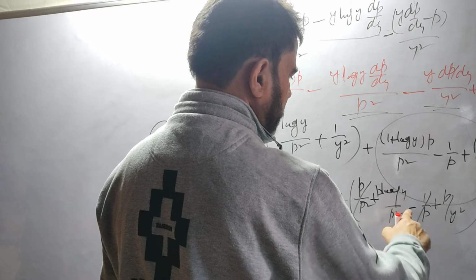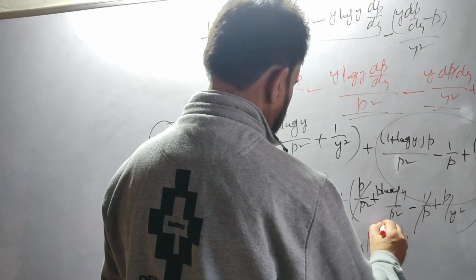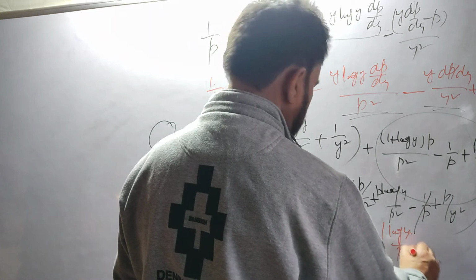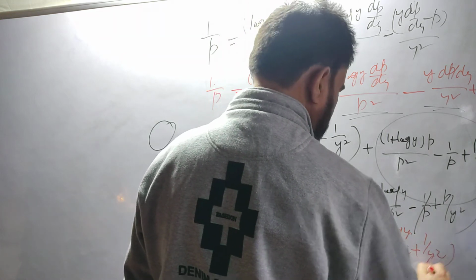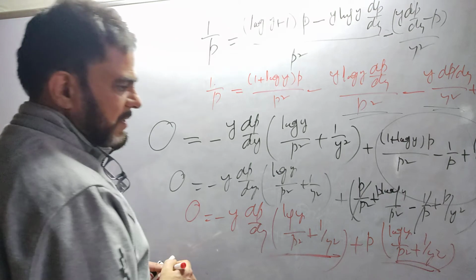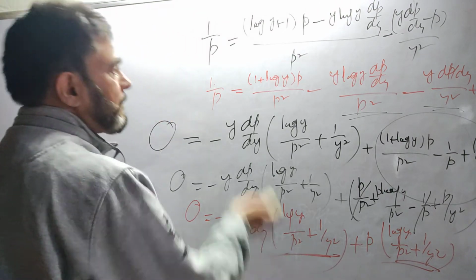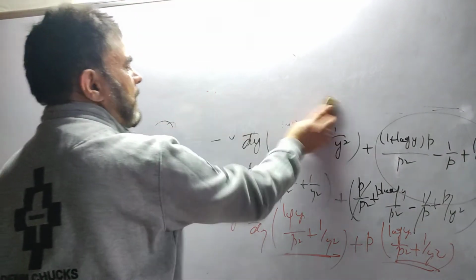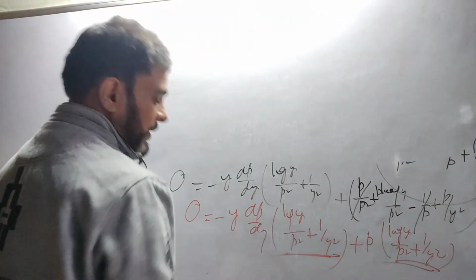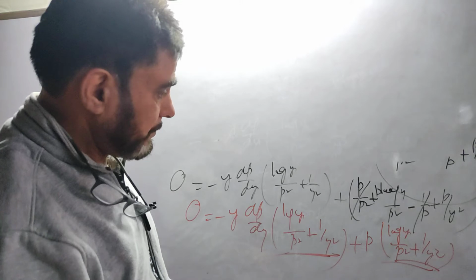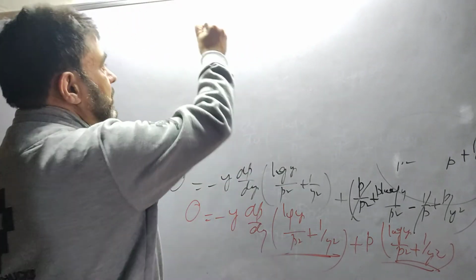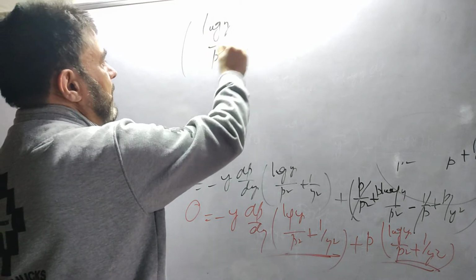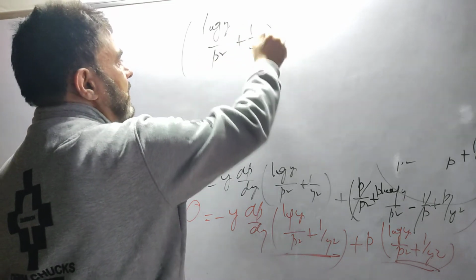Now you can take p common. Now it is log y by p square plus 1 by y square. So this factor and this factor is now the same. You have the same factor. You can take it, log of y by p square plus 1 by y square.